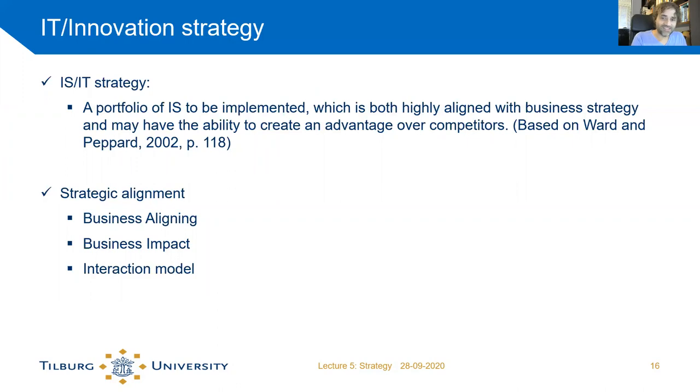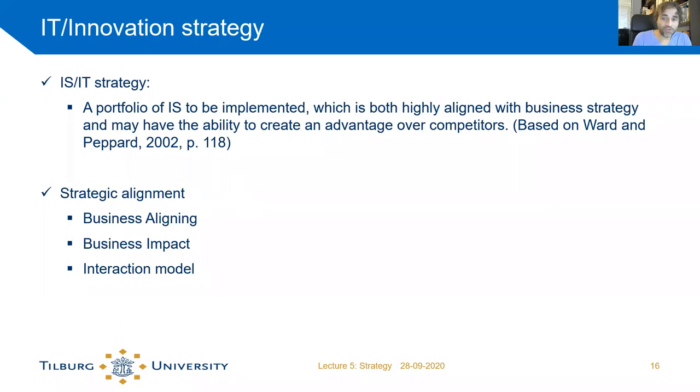But an information technology and information system or innovation or strategy is a portfolio of the systems or innovations you want to implement that are aligned with your business strategy, and that may help you become better than your competitors, because that's not always, but oftentimes why you do it. So you want to be able to produce stuff in a cheaper fashion, you want to be able to offer a service that's better than your competitors.